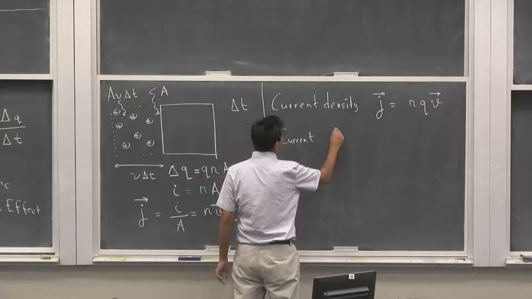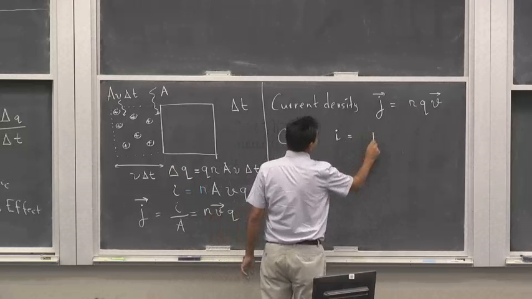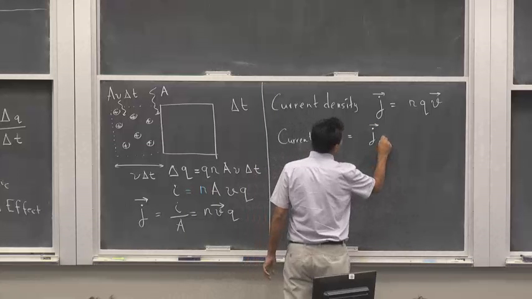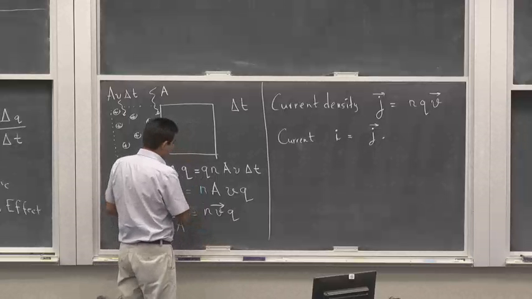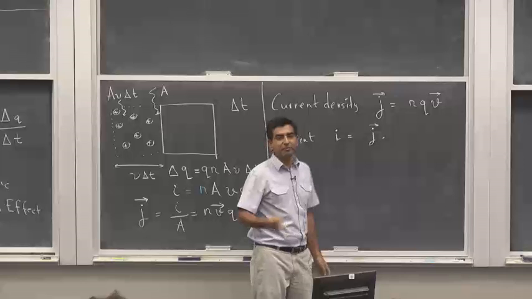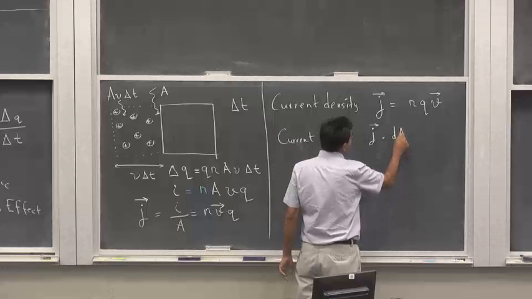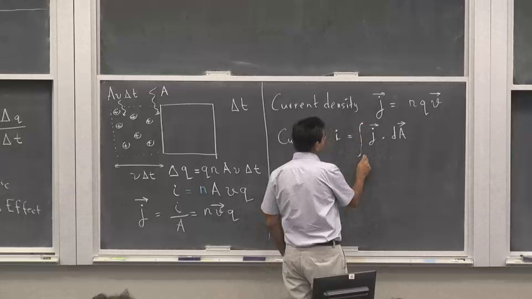is a scalar, and this is defined as J dotted with, of course this current is this J multiplied by A, but it's really a dot product because area we've taken to be a vector. So this is J dotted with dA integrated over some area, and this is an open area.